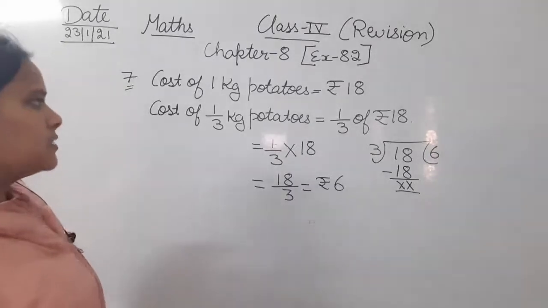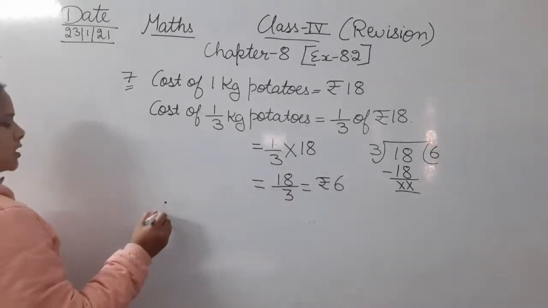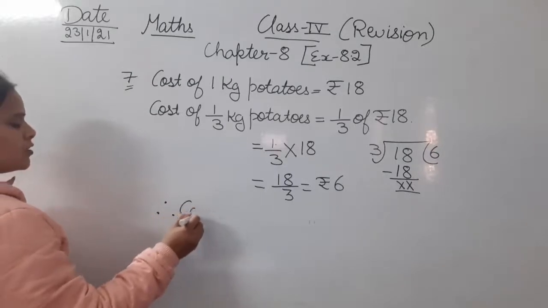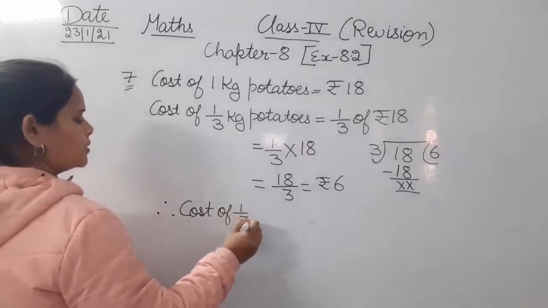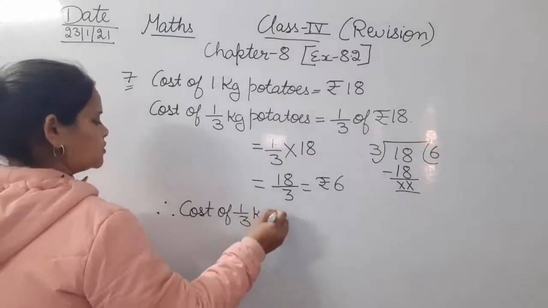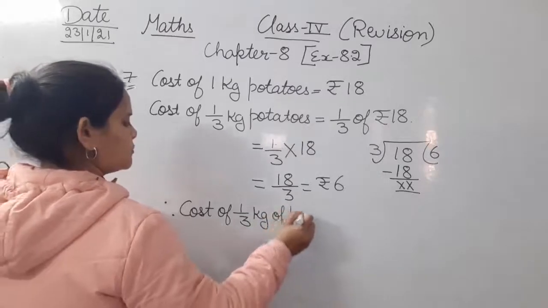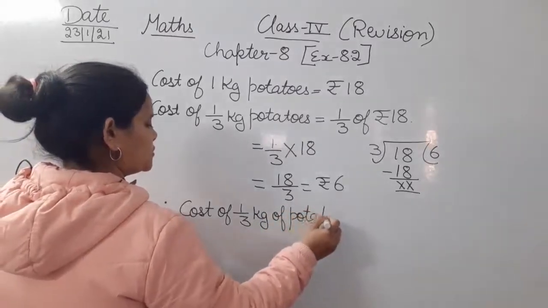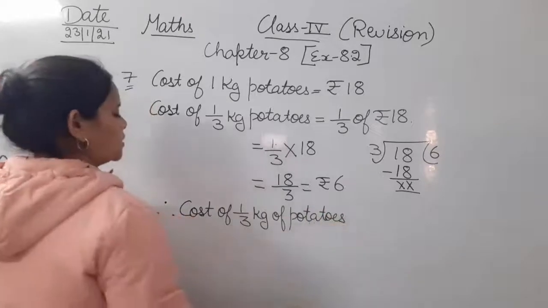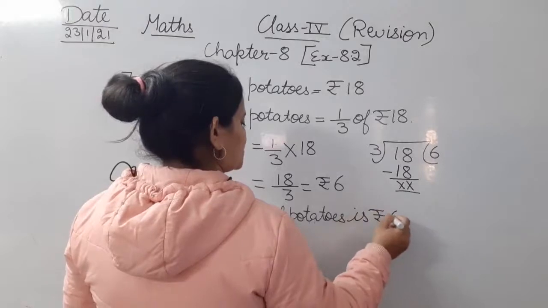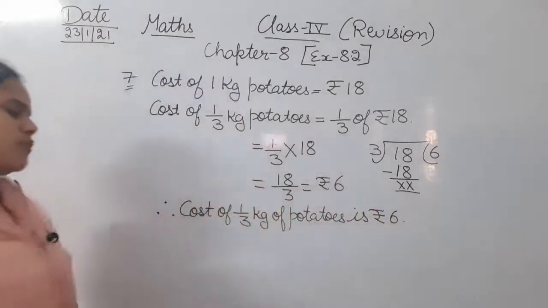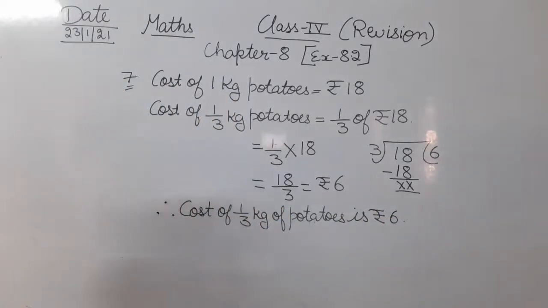Okay, and at last we will write the solution sentence. Therefore, cost of 1/3 kg of potatoes is rupees 6. Okay, so this is the solution of sum number 7.